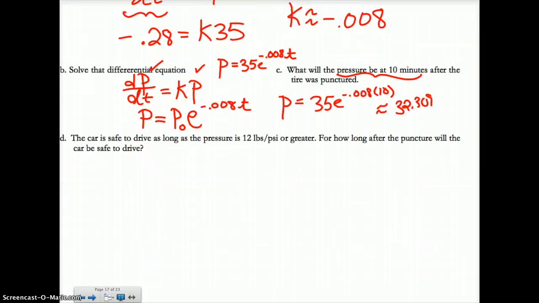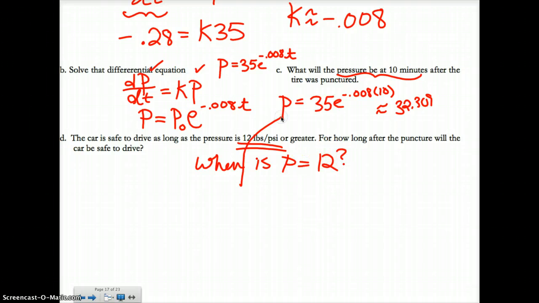Let me extend my page here. The car is safe to drive as long as the pressure is 12 psi or greater. So it says, for how long after the puncture will the car be safe to drive? Well, I need to know when is P going to equal 12 pounds per square inch. So let's go figure that out. I would have 12 equaling 35 e to the k, which I've already solved for, t.